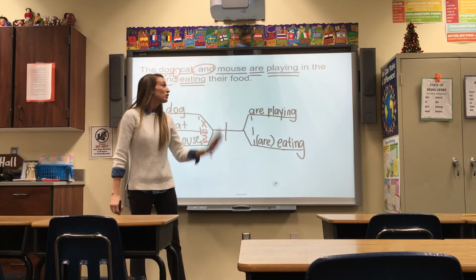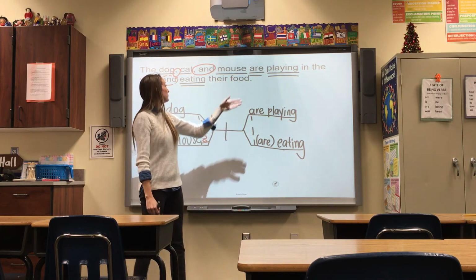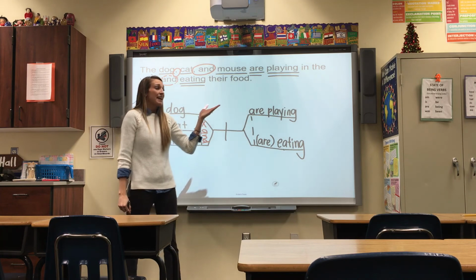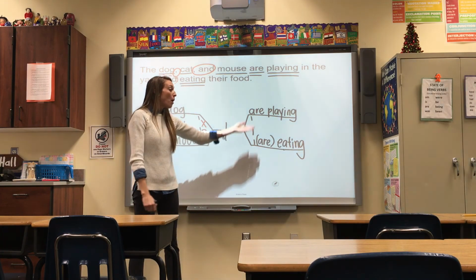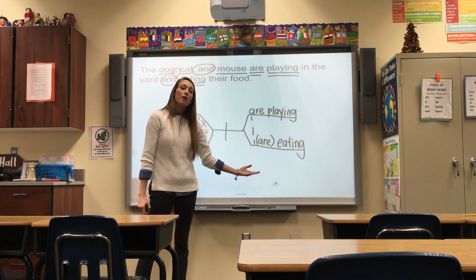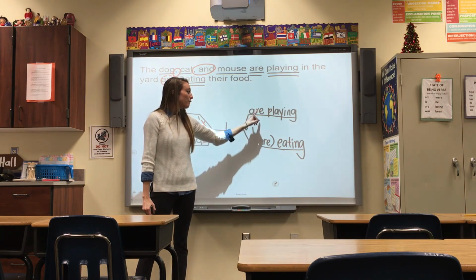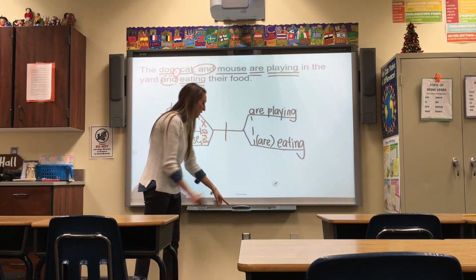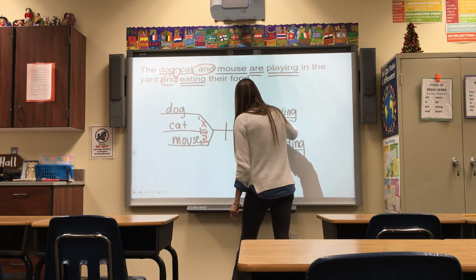So even if I had 2 other verbs following, are playing, eating, and sleeping, they would help all of those verbs. Are playing, are eating, are sleeping. It would just be in parentheses except for the first one. Now in our connecting station, we just have the word and.